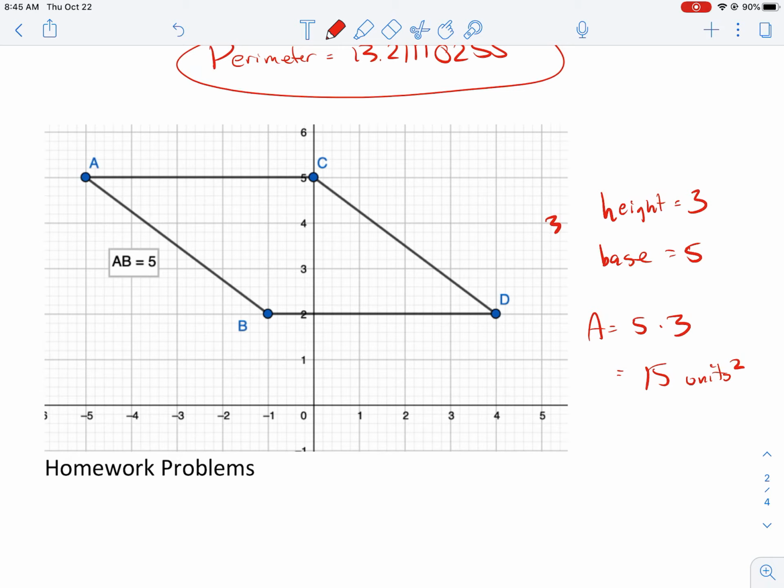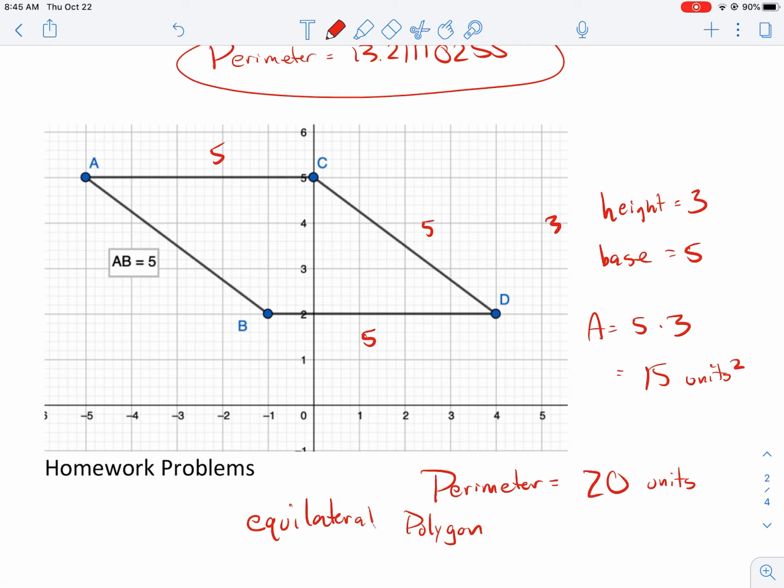All right, now let's talk about the perimeter. Well, if this is 5, and that's 5, that's 5, that's 5, our perimeter is just 5 times 4, which is 20 units. All right. It's also worthy to point out that this would be an example of an equilateral polygon, right? It has all congruent sides. Each side has the same measure. Okay? Which means it is an equilateral polygon.